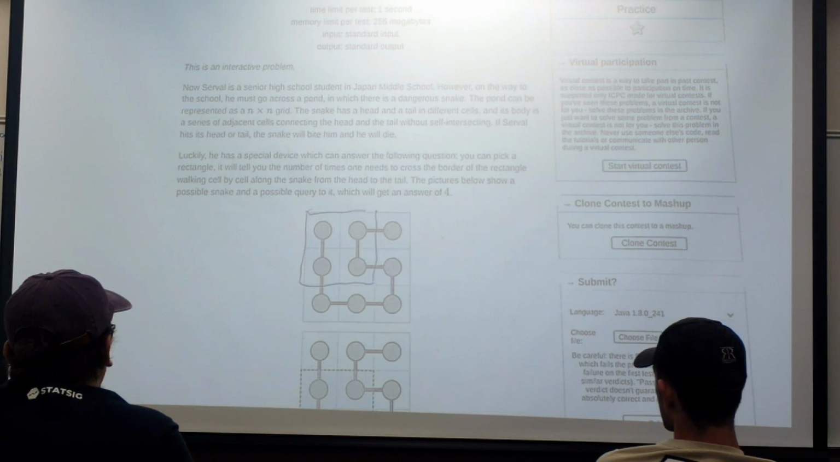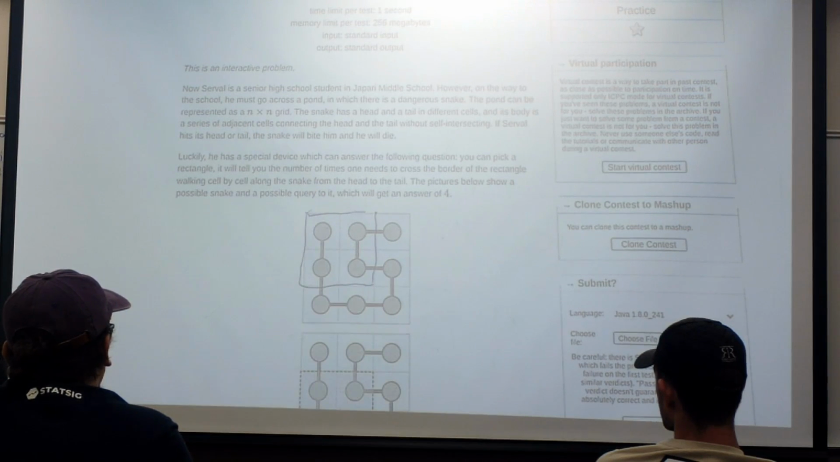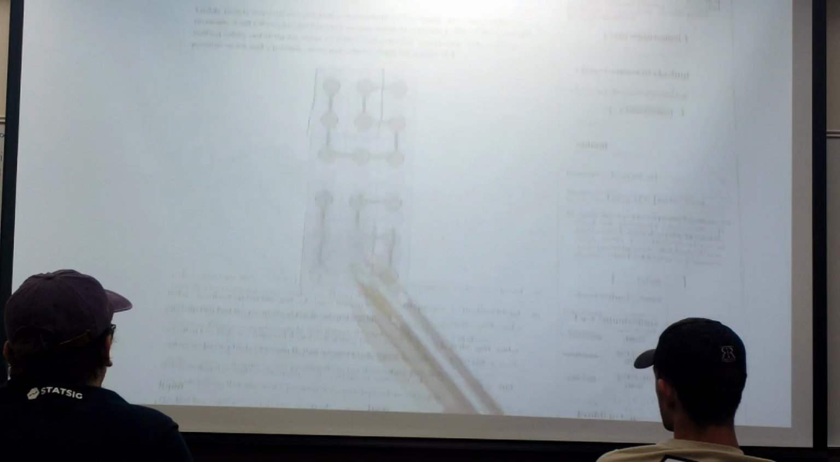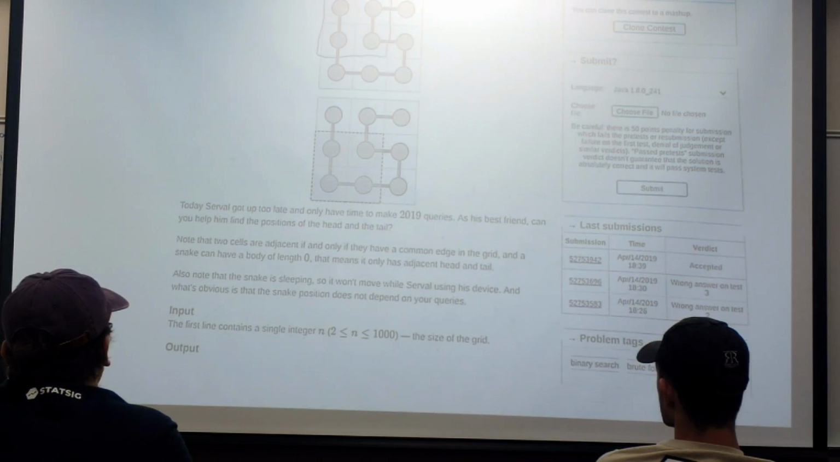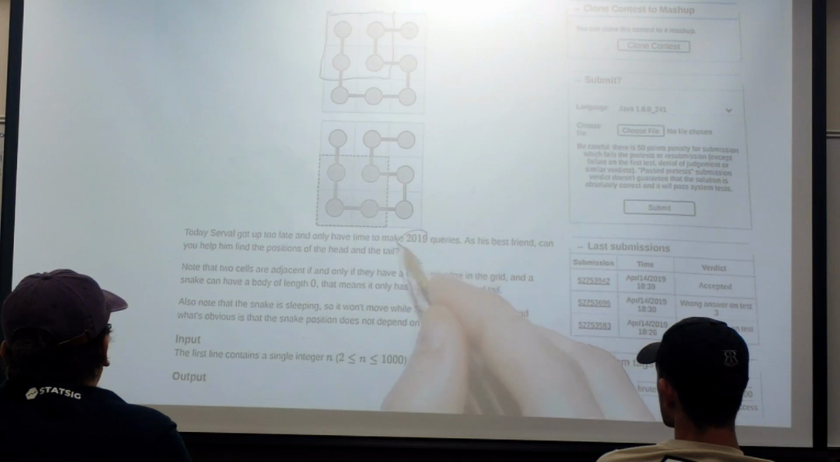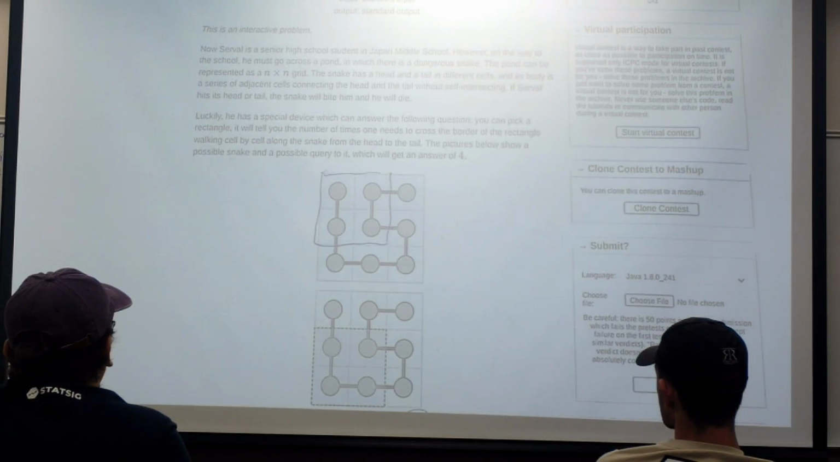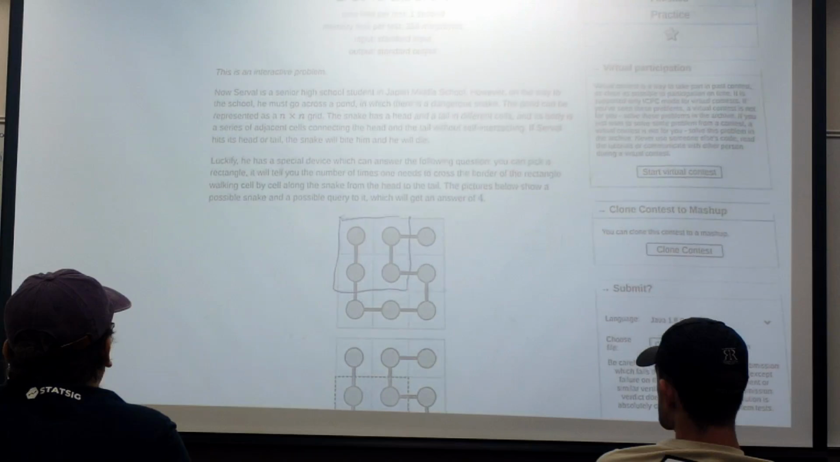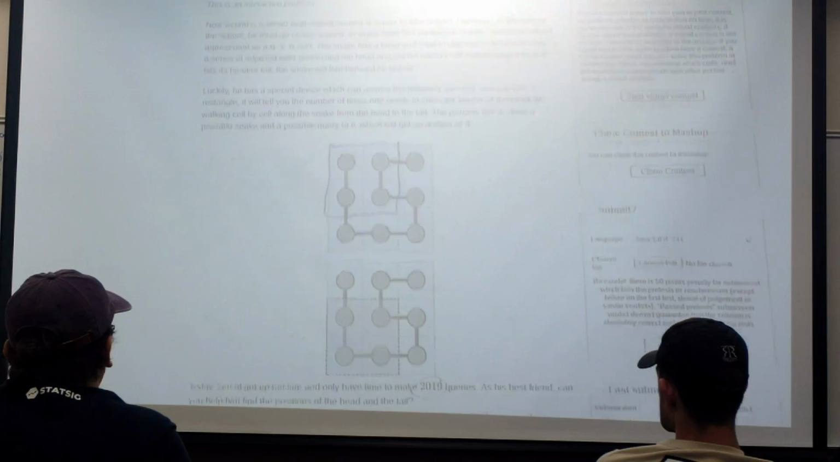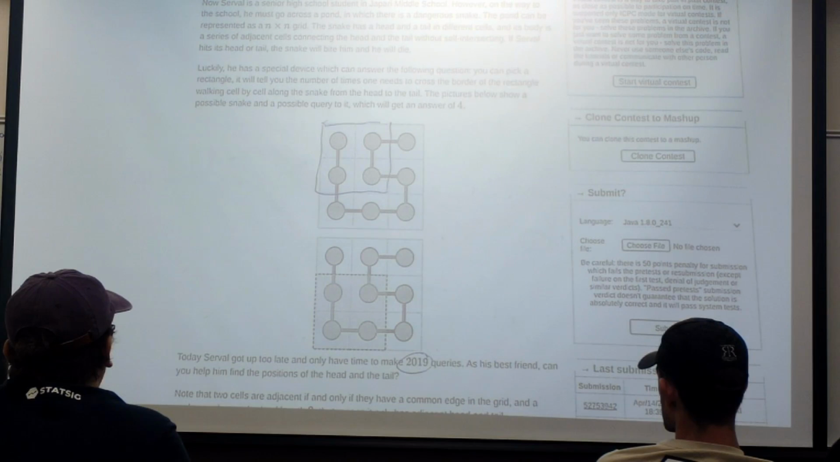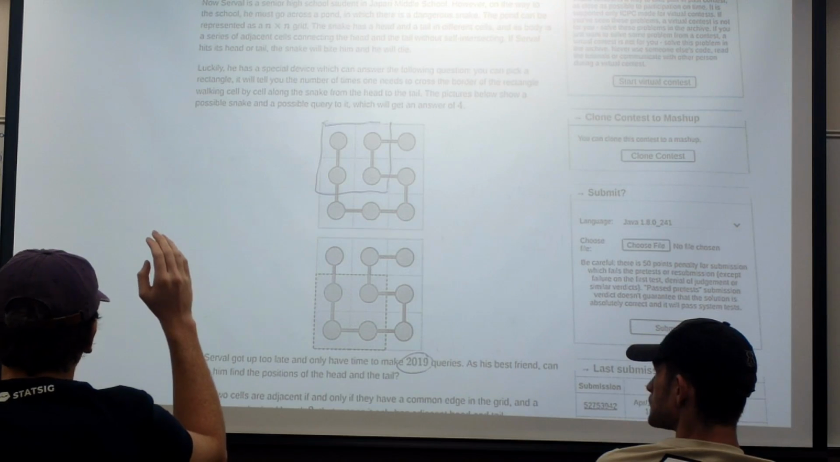Okay. And this is an n-by-n grid, and n is up to 1,000. You can see here. And because this problem was written in 2019, you have to make 2019 queries. So the point is, in this question, you need to find out where the head and tail of the snake are, and you need to do so in 2019 queries. And the queries are, you can put a box, and get the number of times the snake crosses its sides.